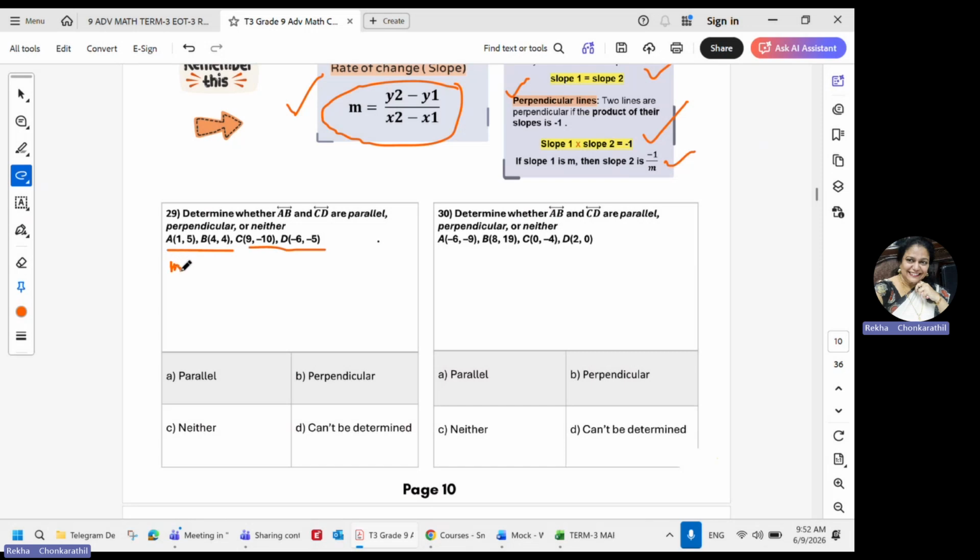AB. So can I write it as m1? m1 will be 4 minus 5 divided by 4 minus 1. So this is negative 1 by 3. This is the slope of AB. Similarly, you're going to find the slope of CD.